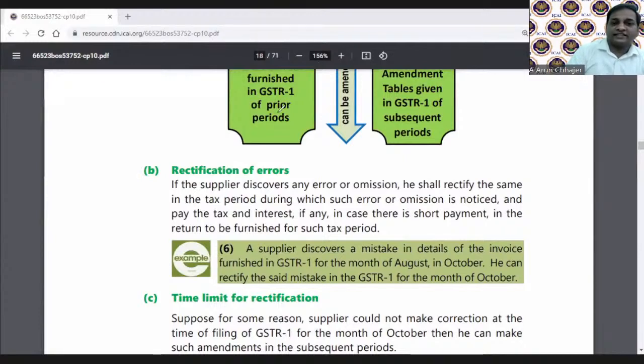So if the supplier discovers any error or omission, he shall rectify the same in the month during which such error or omission is noticed, and pay the taxes as well as interest. I hope it is clear. They are also talking about interest to be paid in case there is a short payment in the return to be furnished for such tax period.